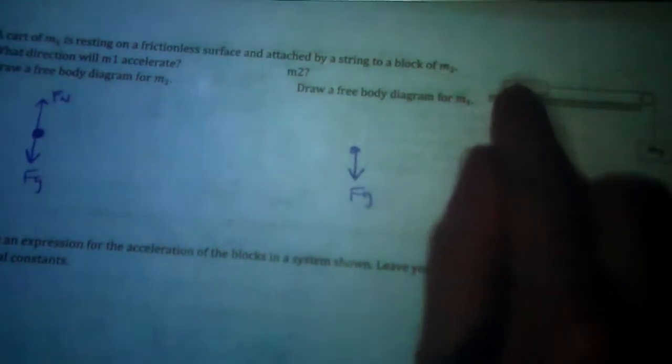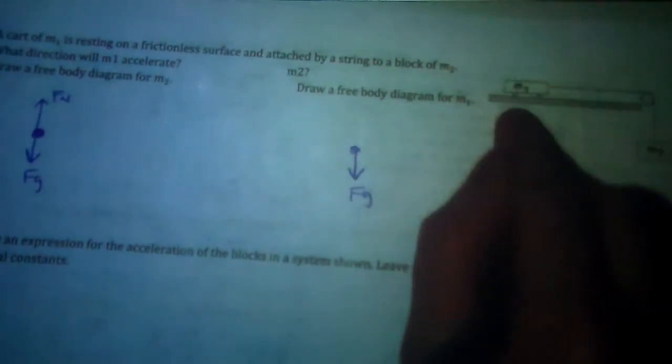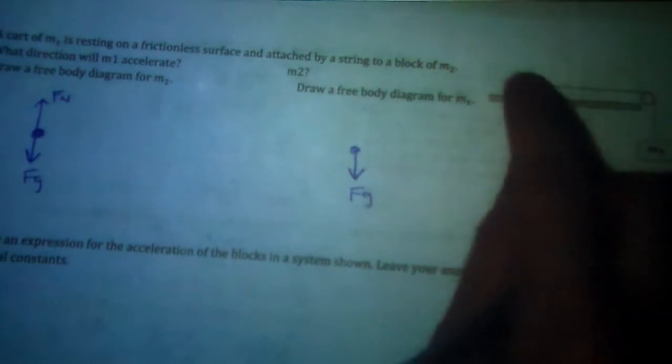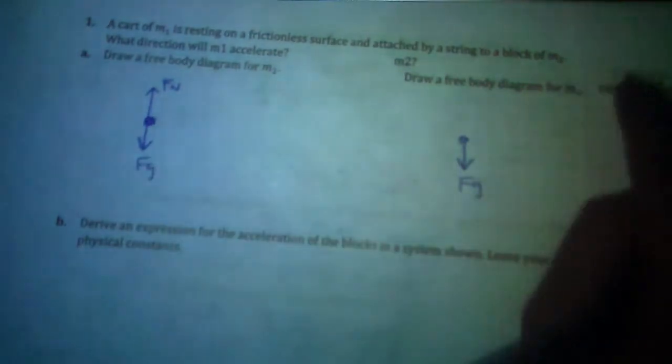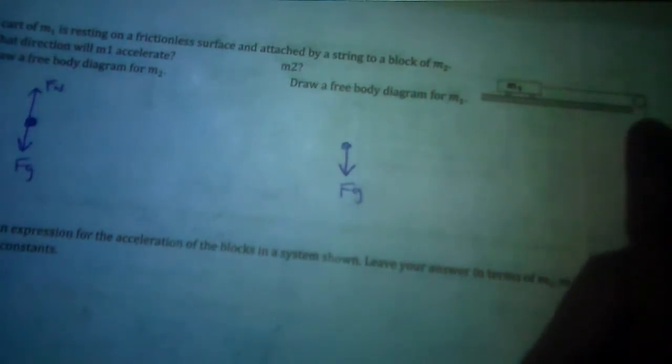Alright, so M1 is sitting on a surface, so I know that M1 has a force of gravity because it's not in outer space, but it also has a surface holding it up, so I have Fg and Fn balancing each other out for M1. Now M2 obviously has a force of gravity. It does not have a surface holding it up. It does have tension pulling it up.